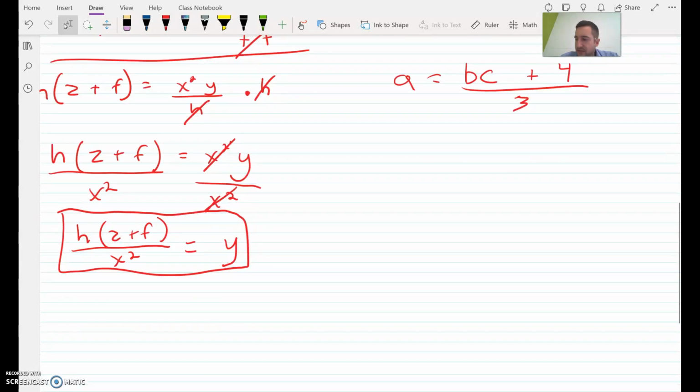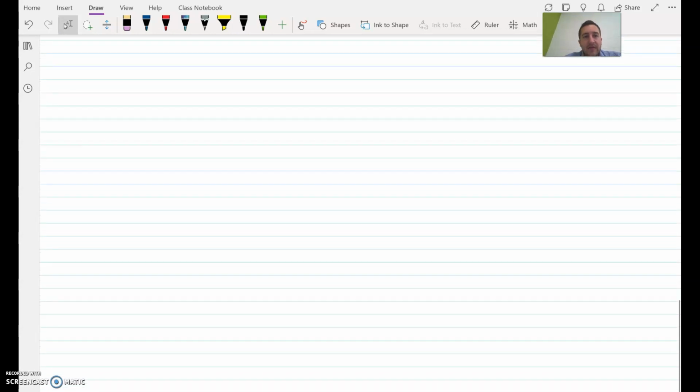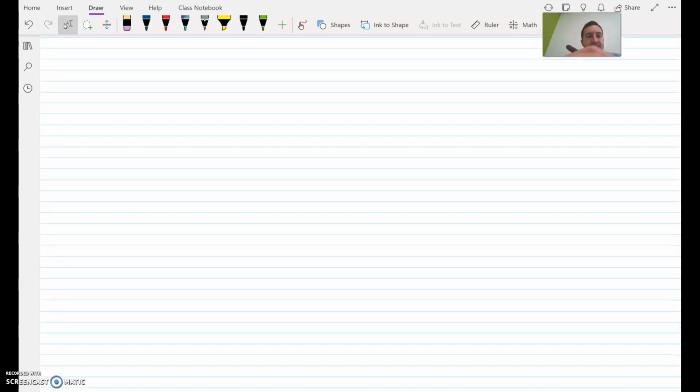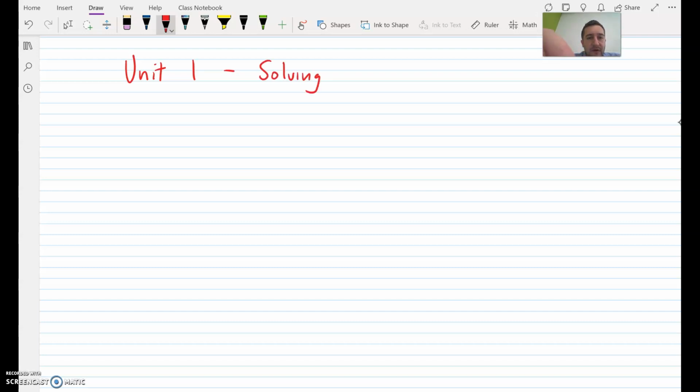All right, last thing. This test, right? It's Unit 1, and the title of it is Solving Equations and Solving Inequalities. So a bulk of the test is going to be over solving. So maybe we finish our last 3-4 minutes on solving one.